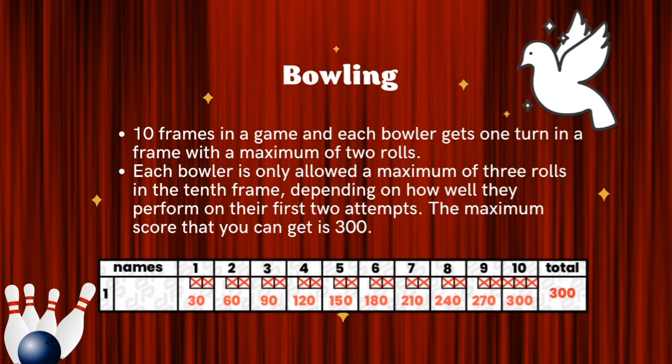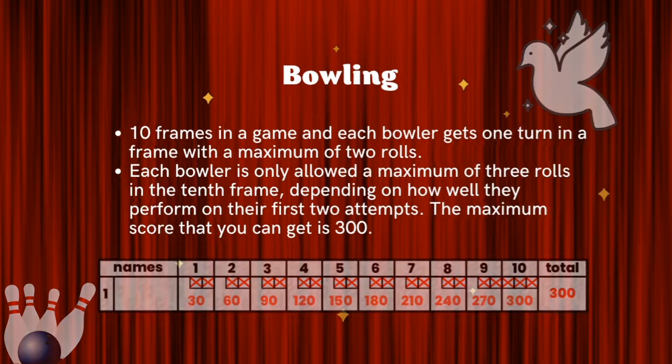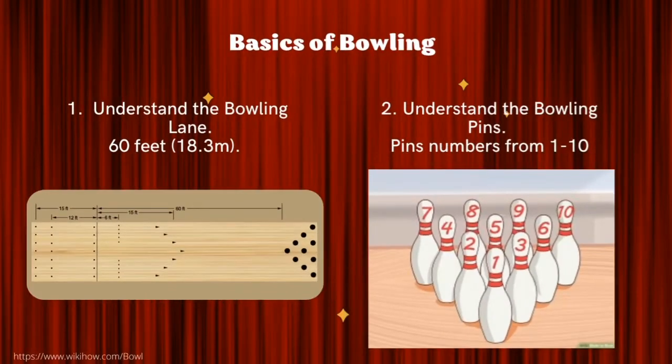The maximum score that you can get is 300, and in order to get 300, you need to have 12 strikes. We have the basics of bowling from wikihow.com. First, understand the bowling lane. The bowling lane is 60 feet or 18.3 meters long from the foul line. Second, understand the bowling pins. The pins are arranged in numbers from 1 to 10.